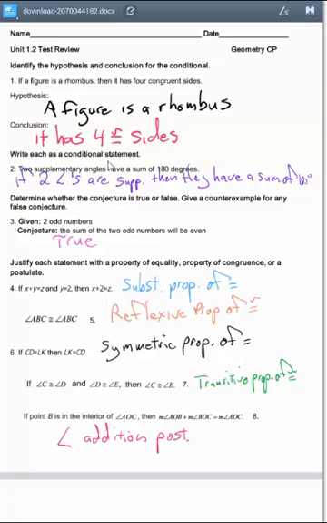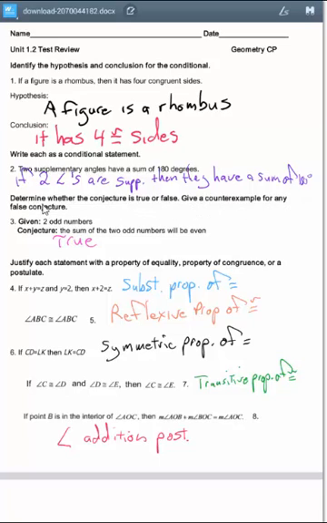Write each as a conditional statement. Number 2 says two supplementary angles have a sum of 180 degrees. So you take the first part, put it after the if, the second part after the then. If two angles are supplementary, then they have a sum of 180 degrees. And you might need to tweak the wording just a little bit. You need to get the thought that's there. You can't add in any new thoughts. You just have to tweak the wording so that you keep the same thought, but you write it as a conditional statement.